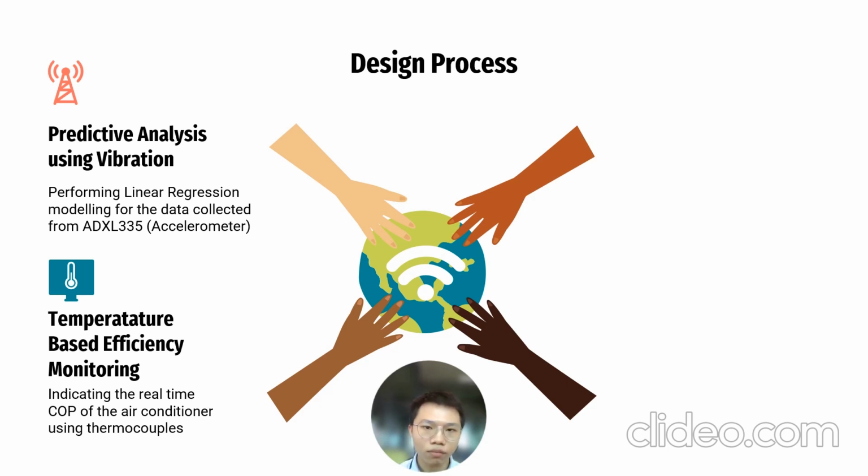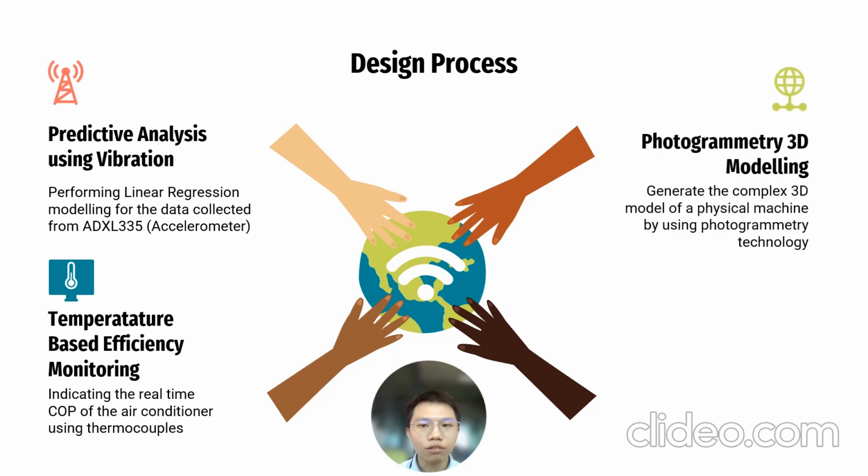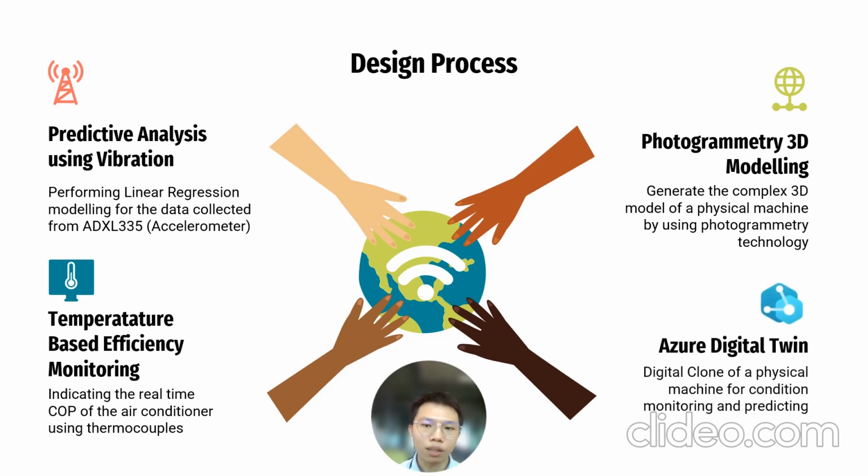of the system. After that, a detailed 3D model of the machine will be generated by capturing images of the air conditioner with a phone camera using photogrammetry technology. Lastly, all of the parts will then be assembled with the collected data sent into Azure Digital Twin to allow for monitoring and prediction of the system remotely.